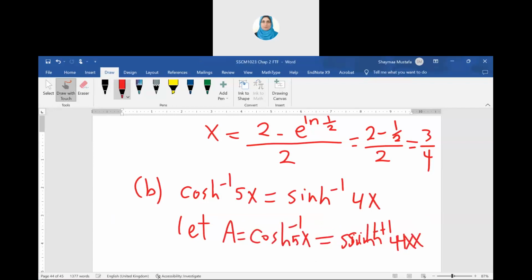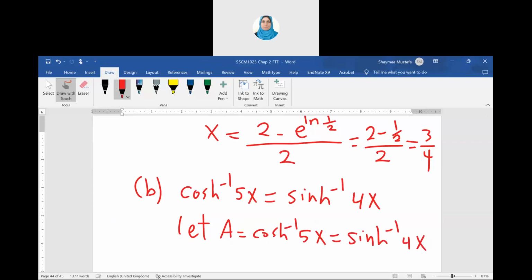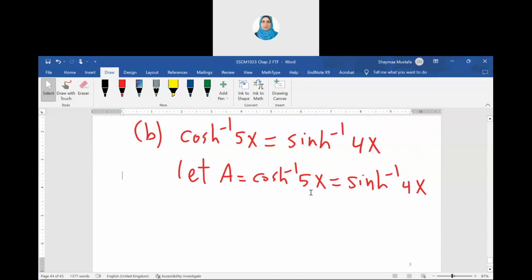Cosh inverse 5x is equal to sine inverse 4x. Let A be equal to cosh inverse 5x, equal to sine inverse 4x. What can you conclude from this one? I said that A is equal to cosh inverse 5x, equal to sine inverse 4x. First, start with the first relation: A is equal to cosh inverse 5x.